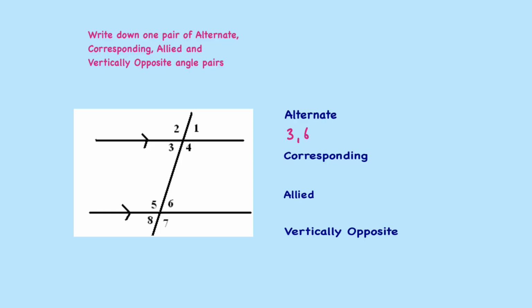Then corresponding, let's find a pair of corresponding. 4 and 7, so again let's just show the shape. We've got our F shape drawn here. So these two angles are the same. And then let's find an allied pair. So I've found 4 and 6, so let's just show you the shape that they're in again. There's our C shape, so those two angles. Don't forget with allied angles, they're not the same, they add to 180 degrees.